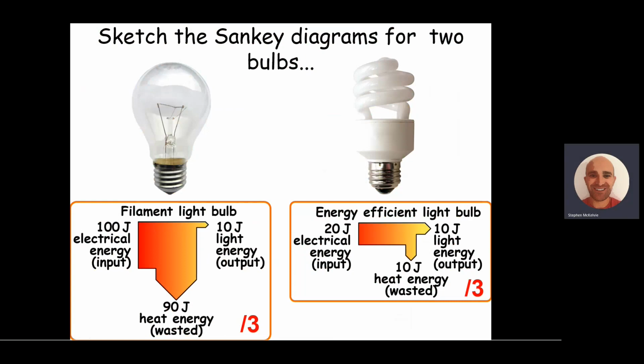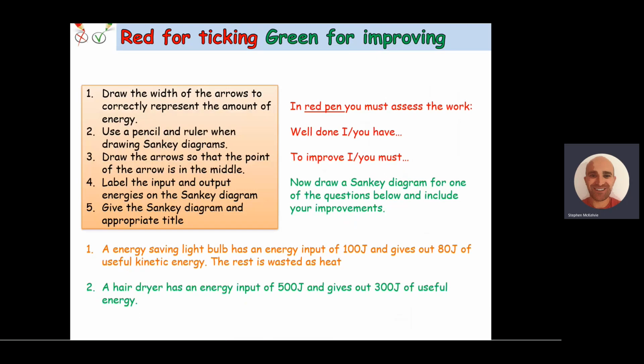So you can see that even though the energy efficient light bulb gets 10 joules of light, so does the filament light bulb. The filament light bulb wastes so much more energy compared to the energy efficient light bulb. And here is the extension. So here are 2 more Sankey diagrams that you can do. And I shall leave that up on the screen for you.